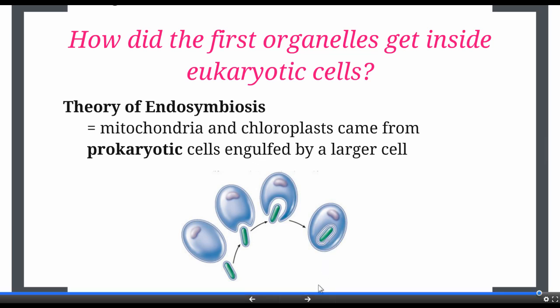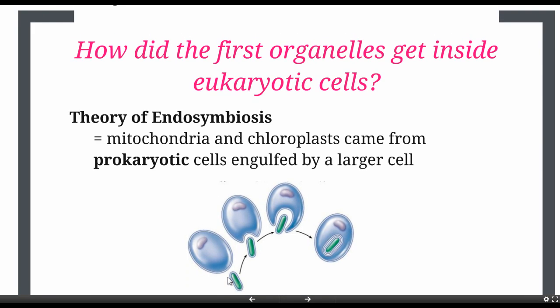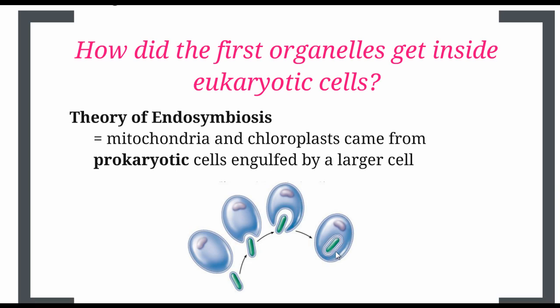That might sound a little bit far-fetched, but if you think about the evidence for this, there's a couple things. The first one is that both mitochondria and chloroplasts have double membranes. And you can see if you have 2 single membrane organisms and one absorbs the other, you end up with something with a double membrane.